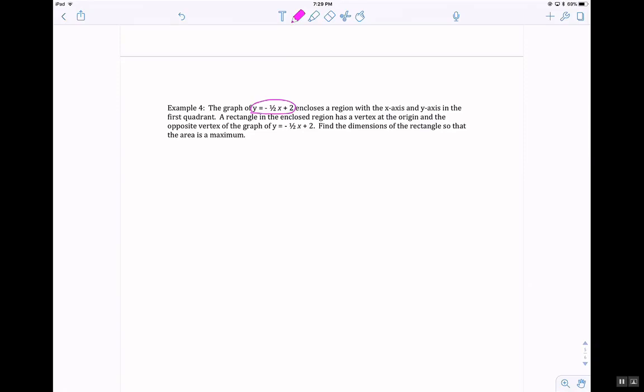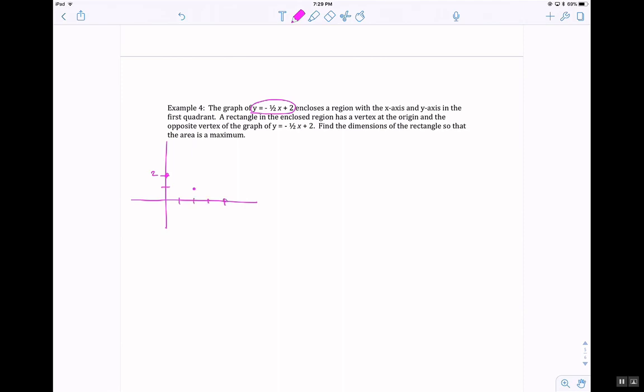So, example 4. The graph of y equals negative 1/2 x plus 2 encloses the region with the x-axis and the y-axis in the first quadrant. A rectangle enclosed in the region has a vertex at the origin and opposite vertex on the graph. Find the dimensions of the rectangle so that the area is a maximum. So I would start by drawing a graph.